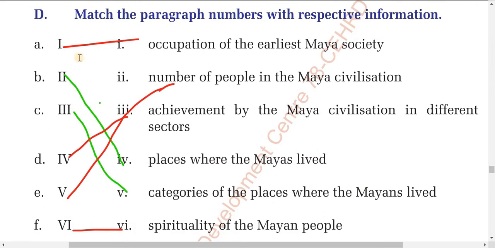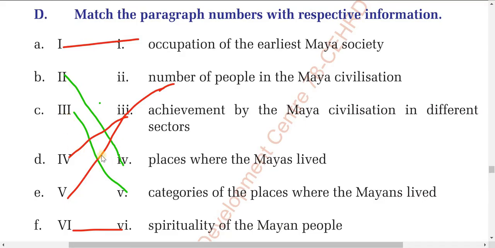Number 1. The first paragraph gives information about the occupation of the earliest Maya society. Second paragraph gives information about the places where the Mayas lived.